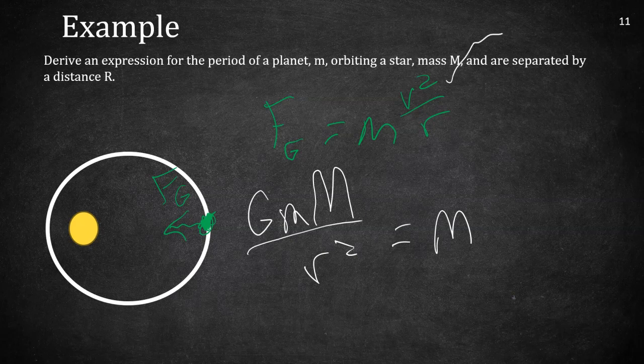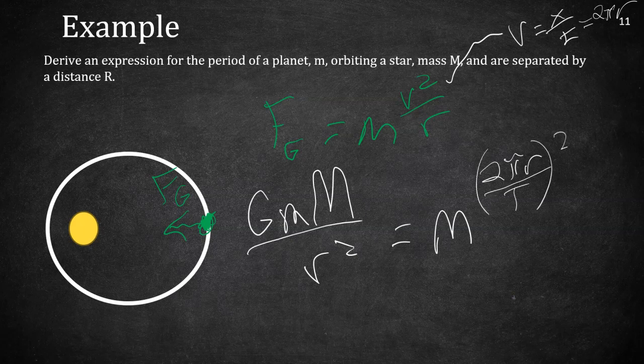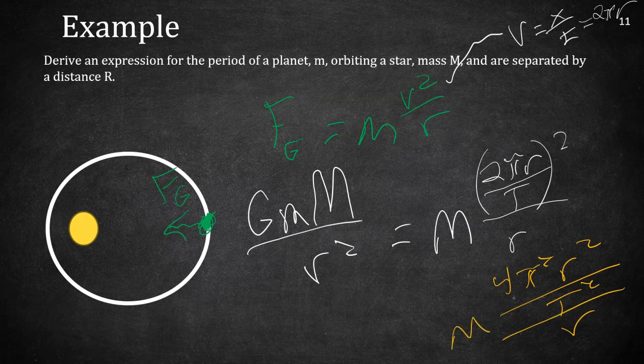Let's think what v is here. Remember, v equals a distance over a time. If we're traveling all the way around the circle, the distance that we're traveling is 2 pi r. So we have 2 pi r over the time that it takes for one complete orbit, which is our period, and our velocity is squared, divided by r. What that becomes is 4 pi squared times r squared over t squared over r times m equals G times little m times big M over r squared.